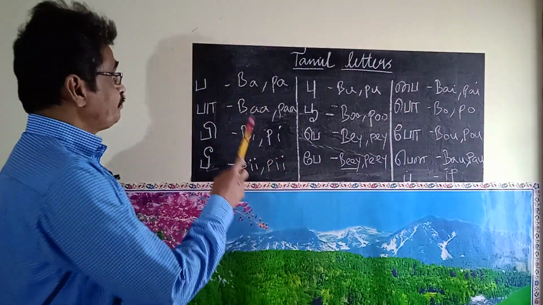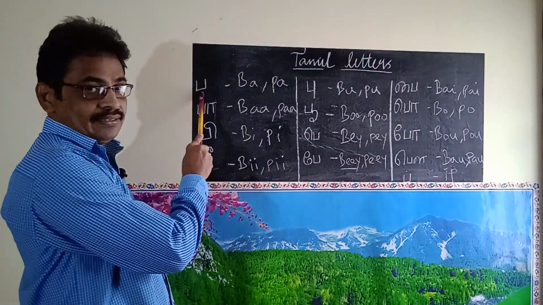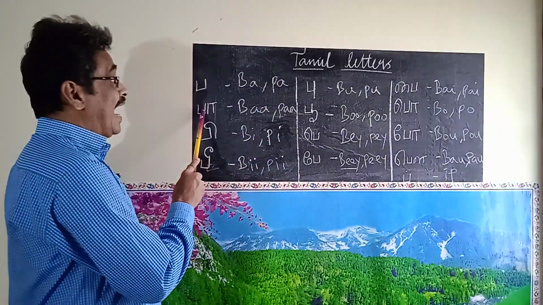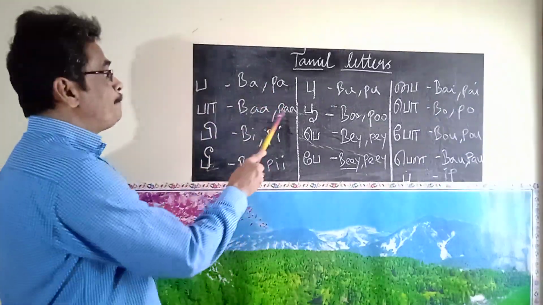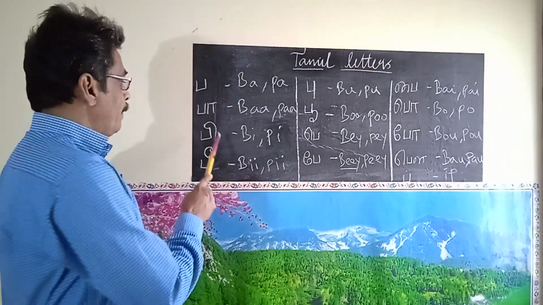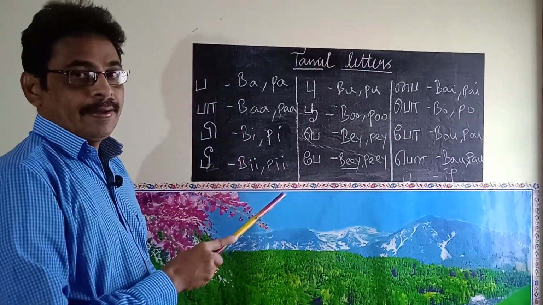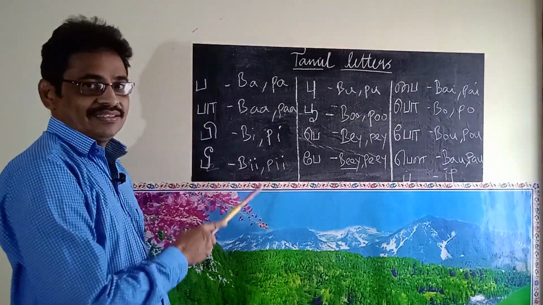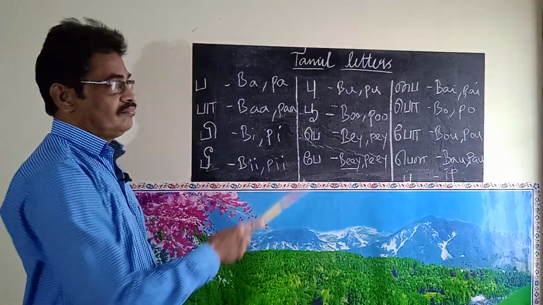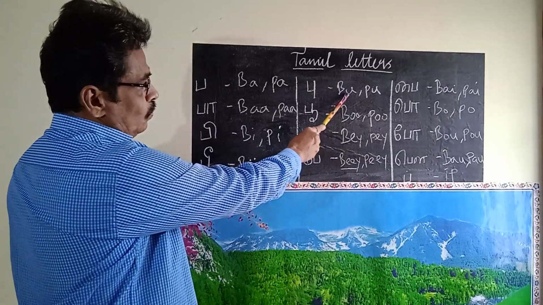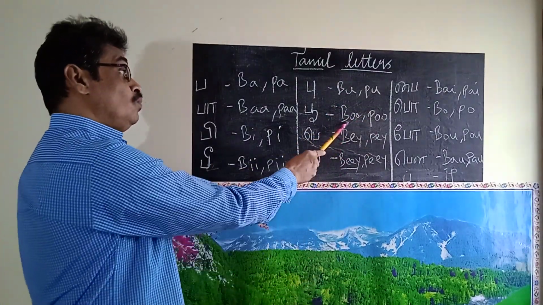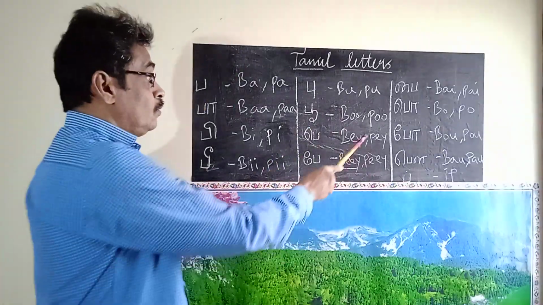Once again, repeating. B and p. Ba, pa. B, p. B, p. Bu, pu. Bu, long pu.